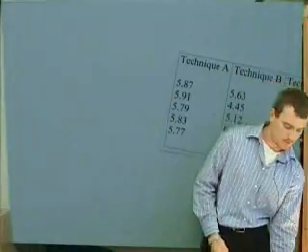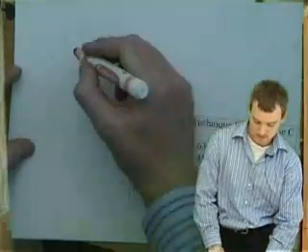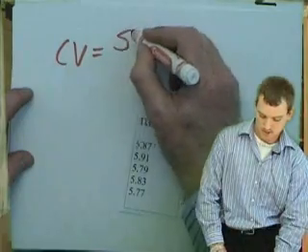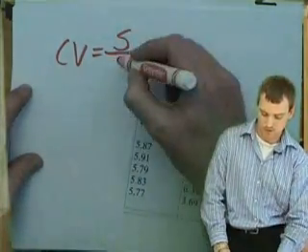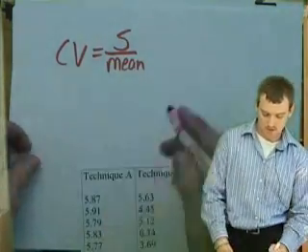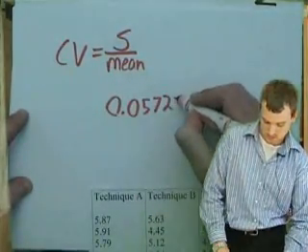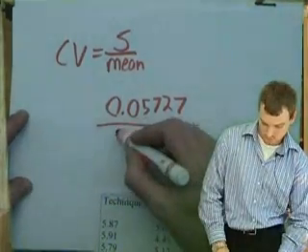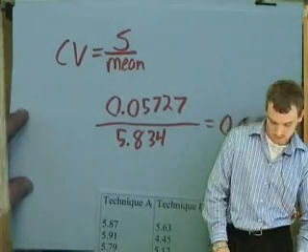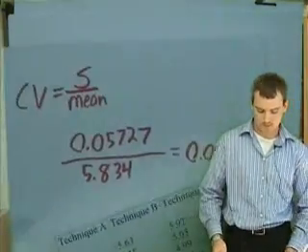Now, for the last value, for E, we're going to find the coefficient of variation. The coefficient of variation, CV, is equal to our standard deviation, S, which we just found, divided by our mean, our average. So we take our standard deviation, 0.05727, and divide that by our mean, 5.834, and that finally equals 0.0098. Those are the 5 values that we were solving for.